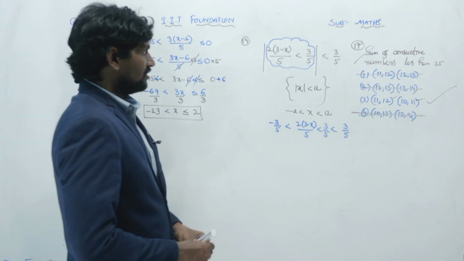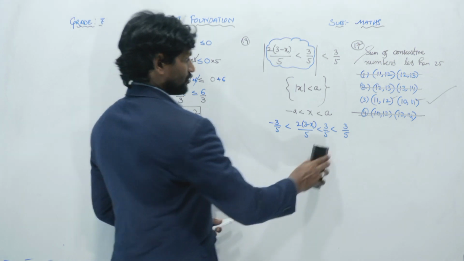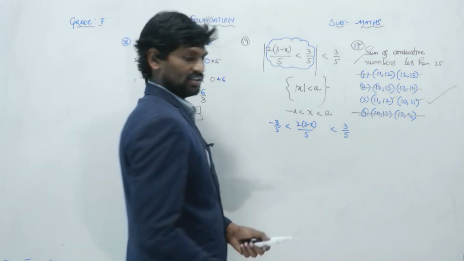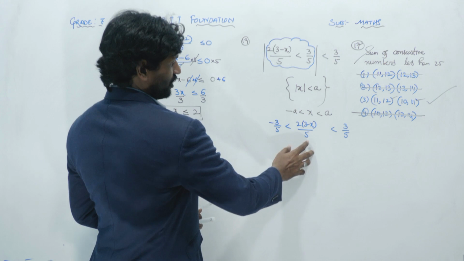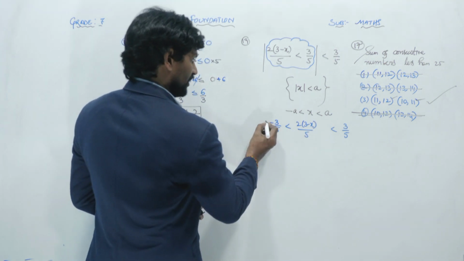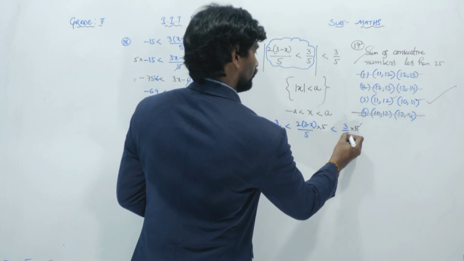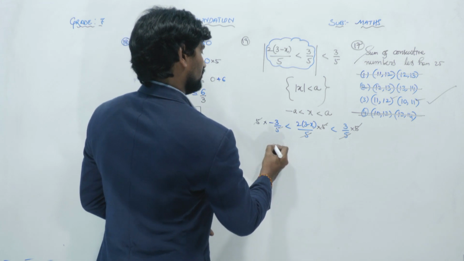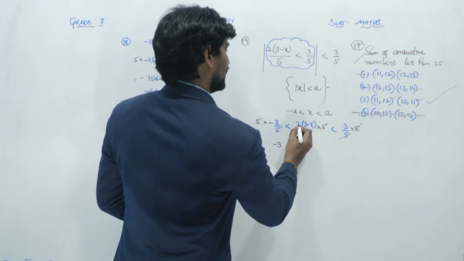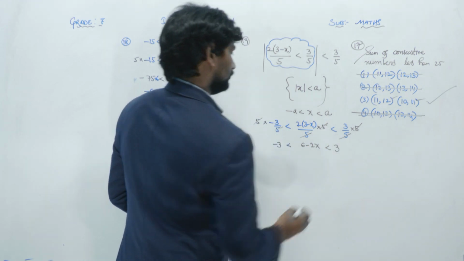Okay? Or else we can remove this one. Or it might be a spelling mistake or printing mistake also. Okay, right. Now, first I would like to remove the 5 in the division, so I need to multiply by 5 in all the parts. So the 5s cancel. We have minus 3 less than 2 into 3, 6 minus 2x less than 3.